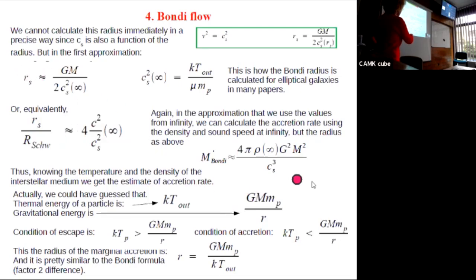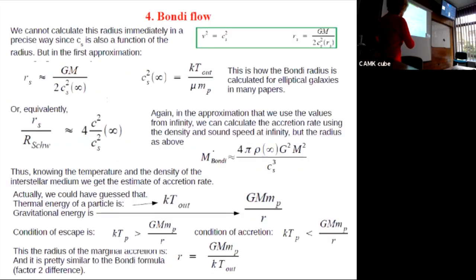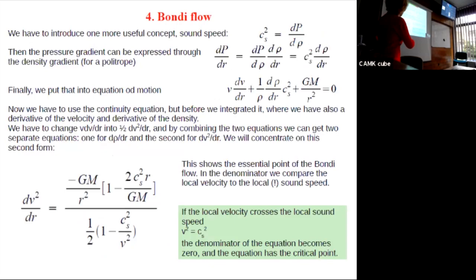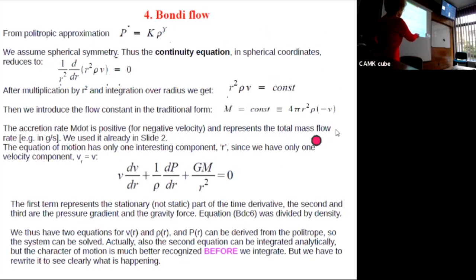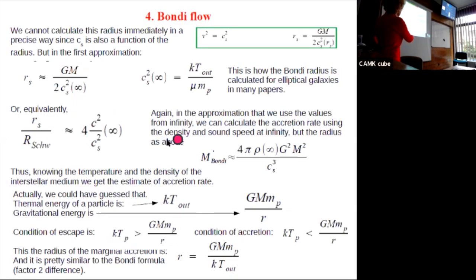And if we have this Bondi radius, we can also estimate, it's still an estimate, not yet a calculation, the accretion rate. Because we have this continuity equation, right? We need the density and the velocity, but we can use the density from the asymptotic infinite position. Velocity is the sound speed, and we have the radius. So we can estimate the Bondi accretion rate. And this is how very frequently the Bondi accretion rate is estimated in all elliptical galaxies. Just that, nothing more advanced. So you see, it's simple.